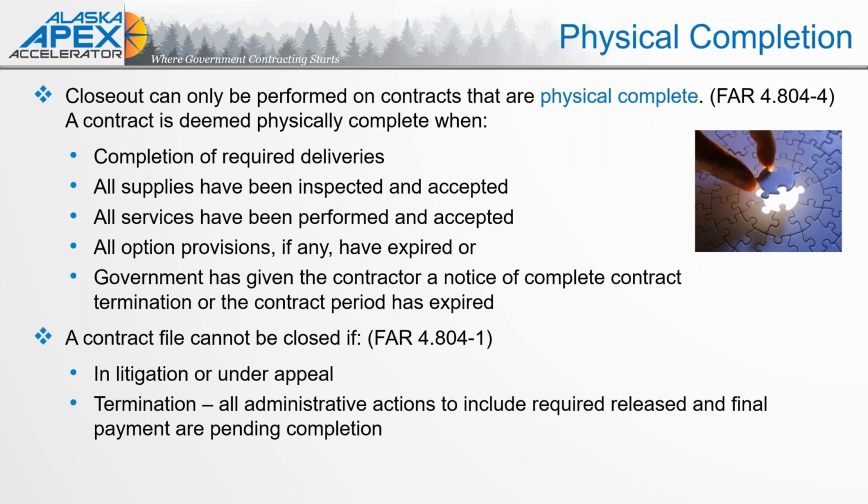So physical completion. So again, contract closeout can only be performed on contracts that are physically complete. So again, required completion of required delivery, all supplies have been inspected and accepted, and that part is critical as well. All services have been performed and accepted. All option provisions, if any, have expired, or the government has given a contractor a complete contract termination, or the contract period has expired. So just again, a definition of that physical completion.